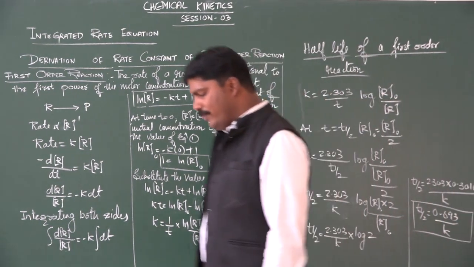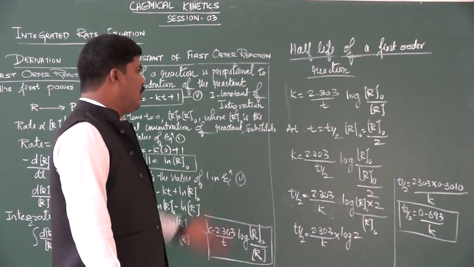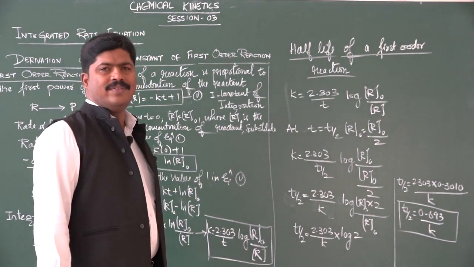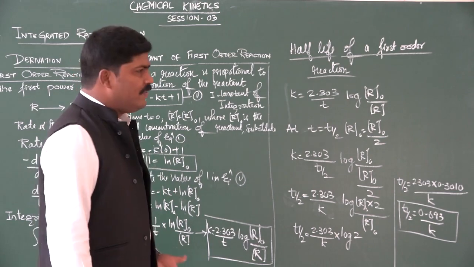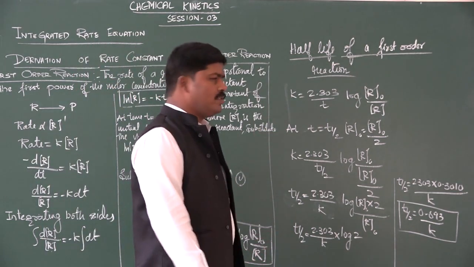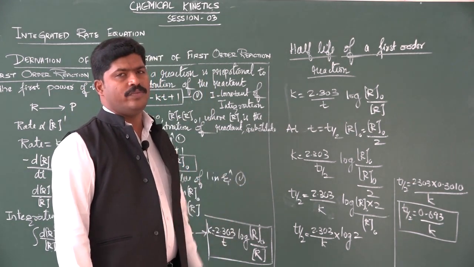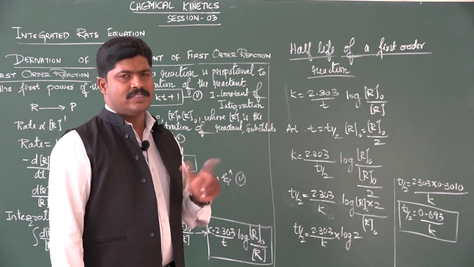Now, moving a little further, as we discussed half life of a zero order reaction, we can also find out half life of first order reaction. The definition of half life: the time taken to reduce to half of its initial concentration. So, we need to find T half for first order also.